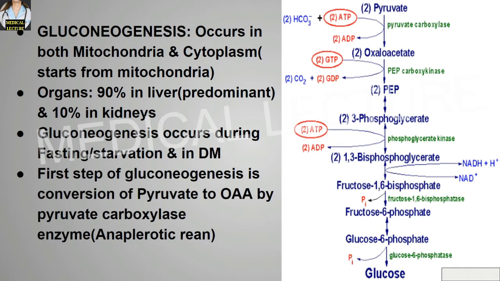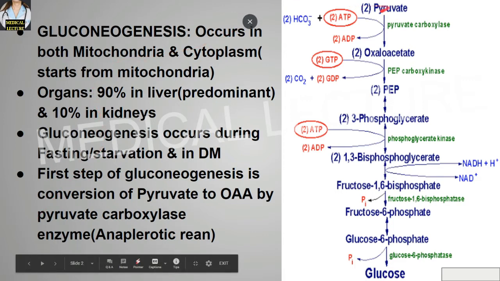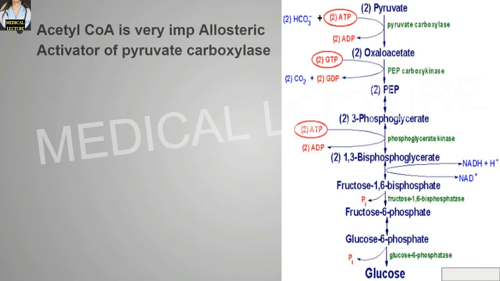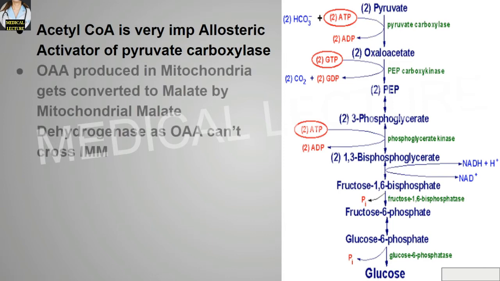The first step of gluconeogenesis is conversion of pyruvic acid to oxaloacetic acid by the pyruvate carboxylase enzyme. Over here, this is the anaplerotic reaction. Now, what are anaplerotic reactions? Such reactions are chemical reactions that form the intermediates of a metabolic pathway. Acetyl-CoA is a very important allosteric activator of pyruvate carboxylase.